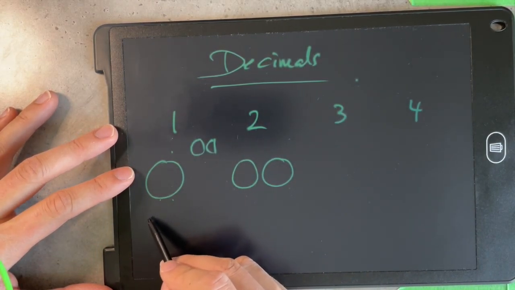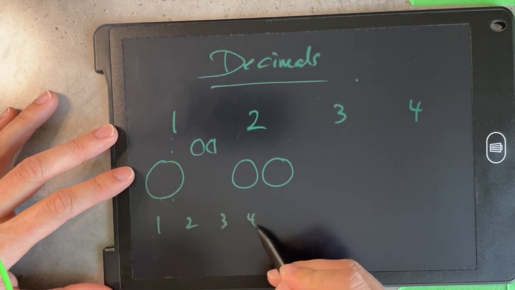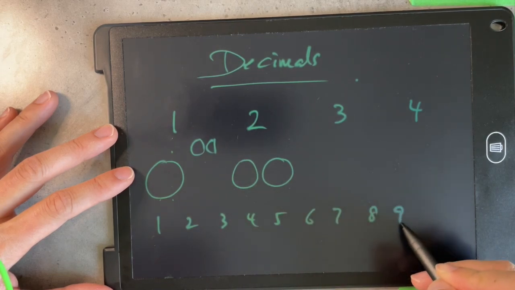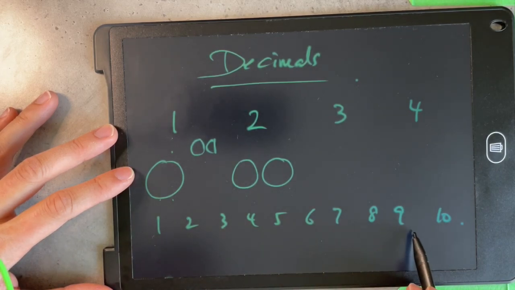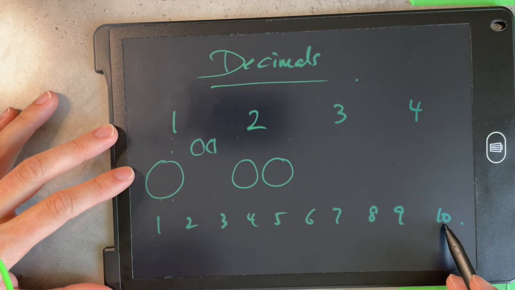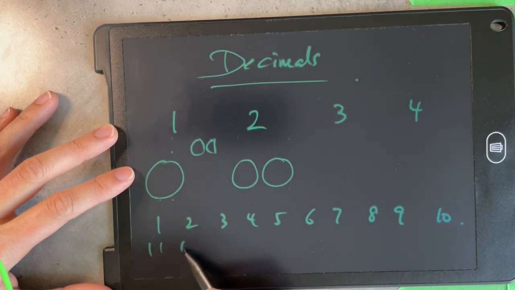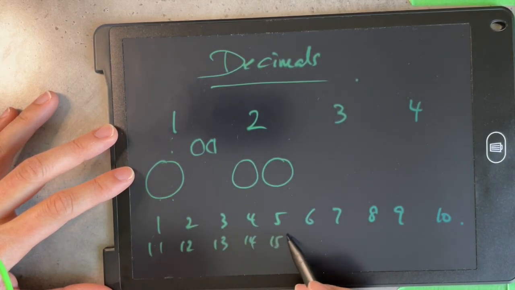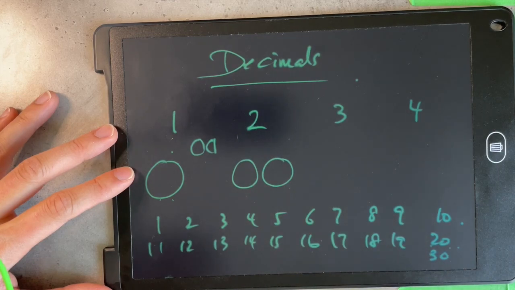If you think about how the whole number system works, you have 1, 2, 3, 4, 5, 6, 7, 8, 9, 10, right? You're counting until 9, and then you go back to 0, and the next digit you start again from 1. So you have 11, 12, 13, 14, 15, 16, 17, 18, 19, 20. And then you bump that to 2, and then you have 30, and so on.